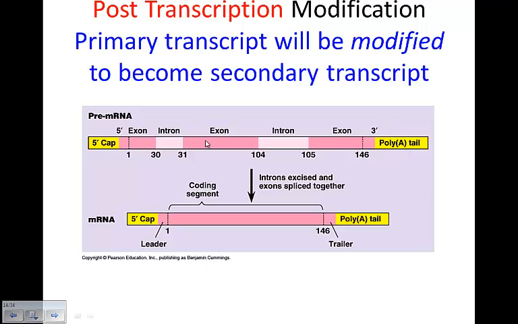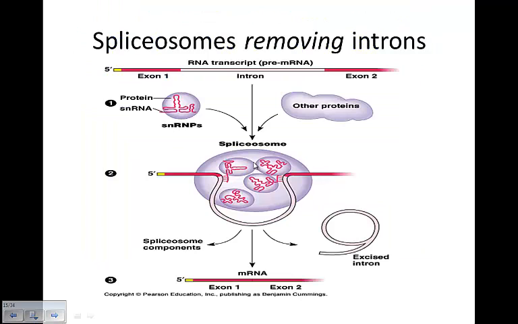So what this does, the caps and the tails end up as protection against the digestive enzymes that are in the cytoplasm. Because remember, the messenger RNA is now going to leave the nucleus and go out to the ribosome. And on the way to the ribosome, there are digestive enzymes, lysosomes, all in there to break things down. And so you want protection for your messenger RNA. So here's your front end, and then there's back end protection.